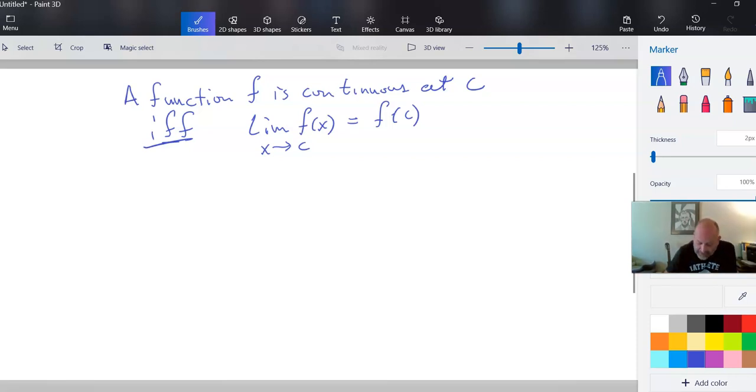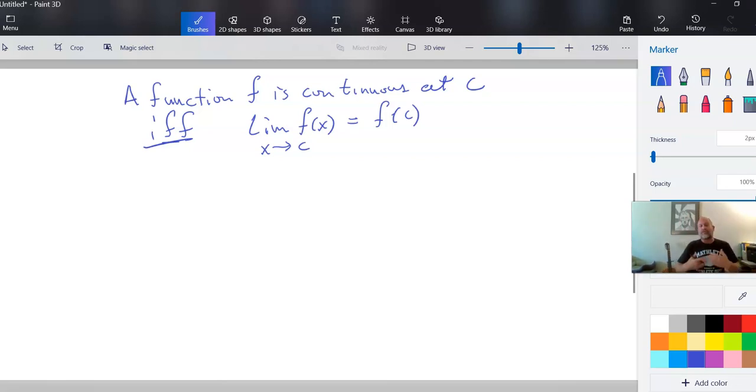So this is what it means. What it means is basically while you're drawing the function, there's no holes, but everything is exactly where you expect it to be. If you were on that function driving, right, there's no jumps in the road, is basically what this says. Everything's exactly what you expect it to be when you get close to it.